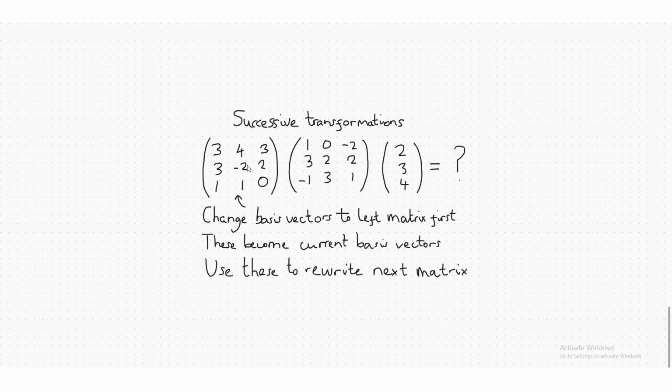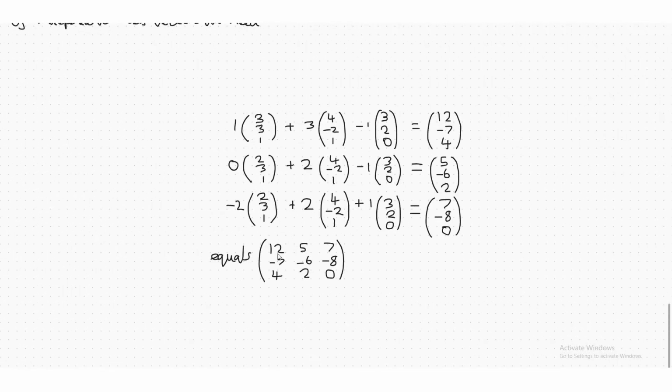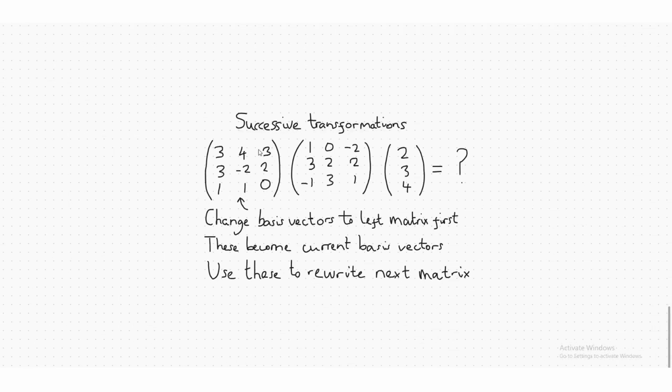The key to remember, and I'll say this one more time because it's really important, is that once we've already changed the basis vectors using this matrix, the current ones are not X, Y, Z anymore. They are the columns of this matrix, which is what we've changed them to. So now we're putting these new columns together, we get a matrix which combines the transformations from both. So it combines the transformations from the left and the right.